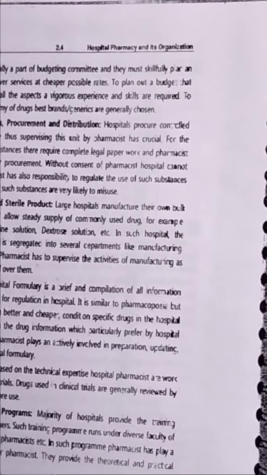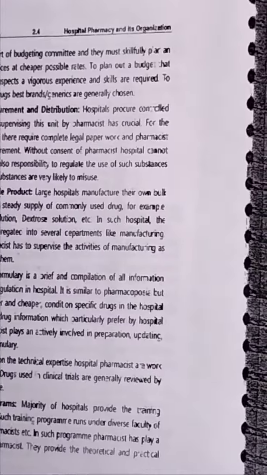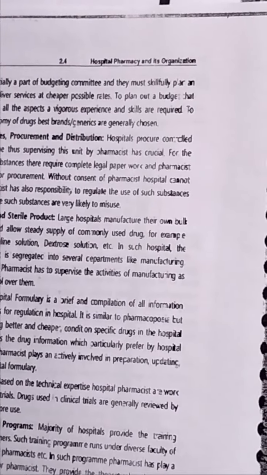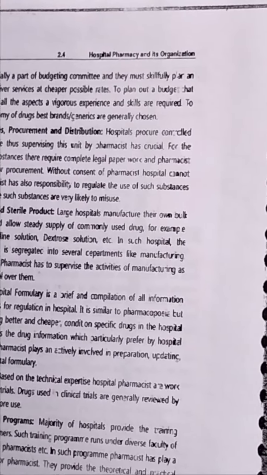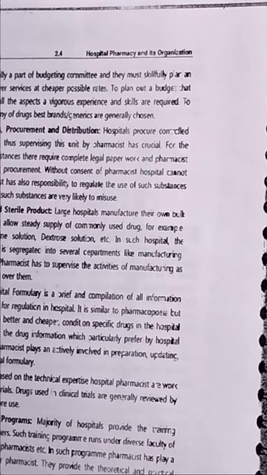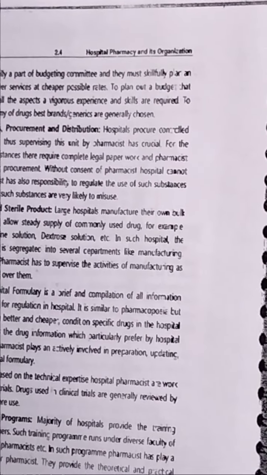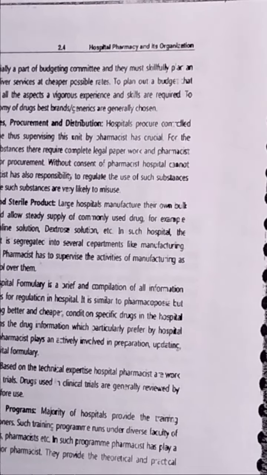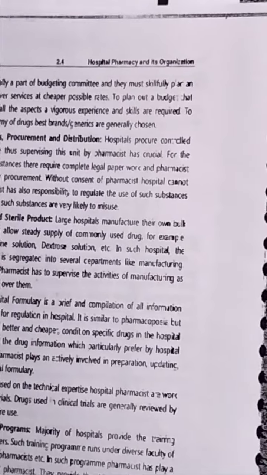Education and training programs. The majority of hospitals provide training programs for healthcare practitioners. Such training programs run under a diverse faculty of physicians, administrators, nurses, pharmacists, etc. In such programs, the pharmacist has a role in training fresh or junior pharmacists. They provide theoretical and practical training to the trainees. When we move to adverse drug reactions and drug interactions, this is another topic.